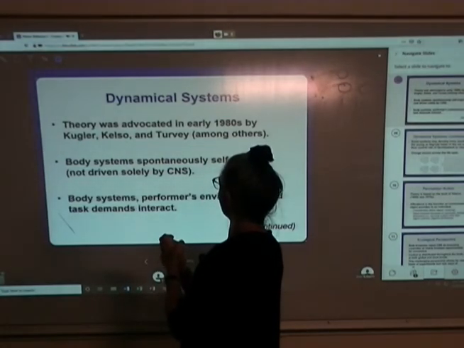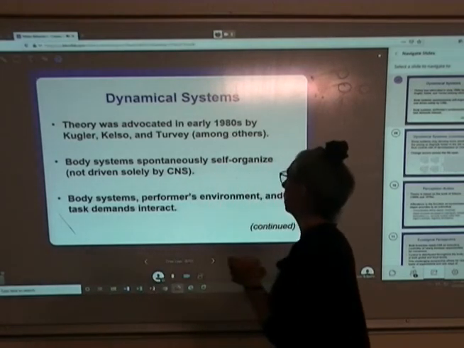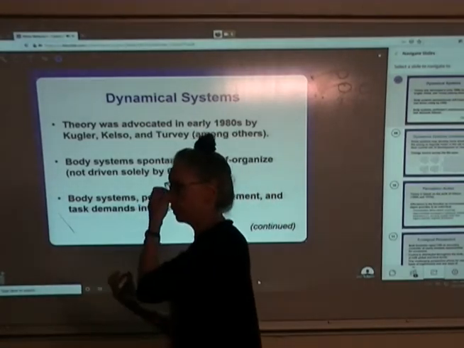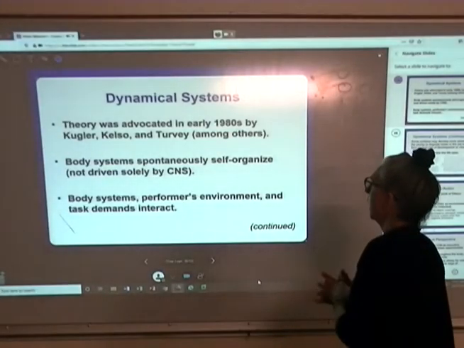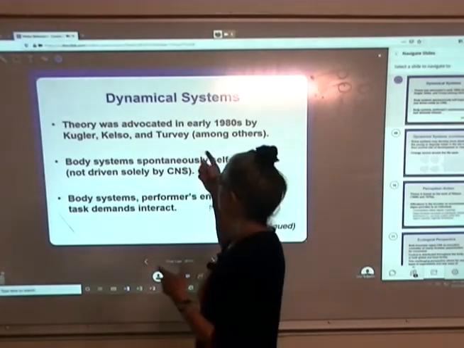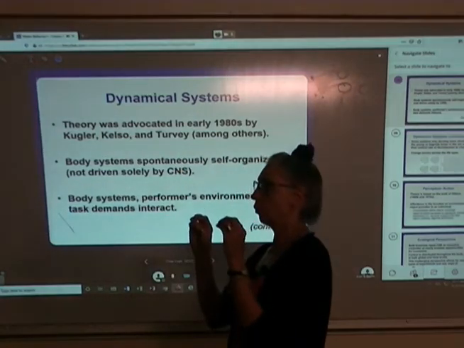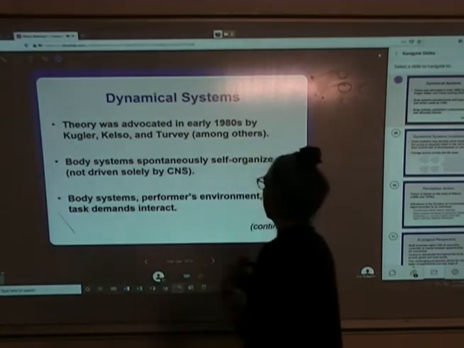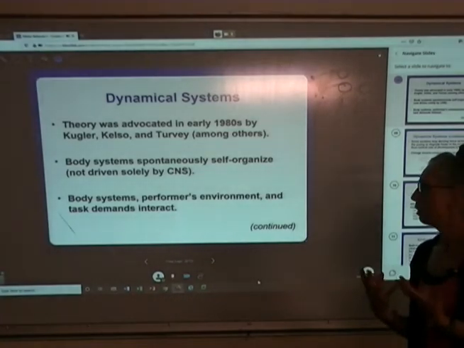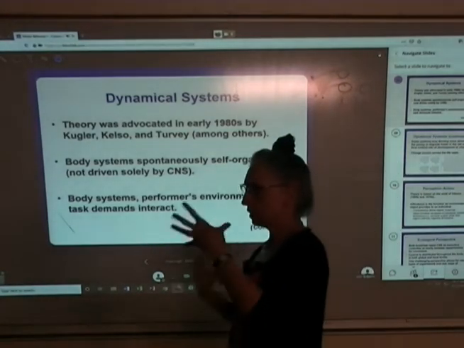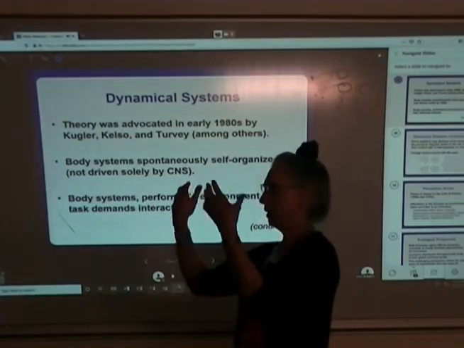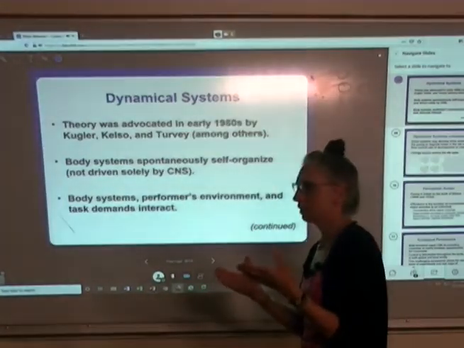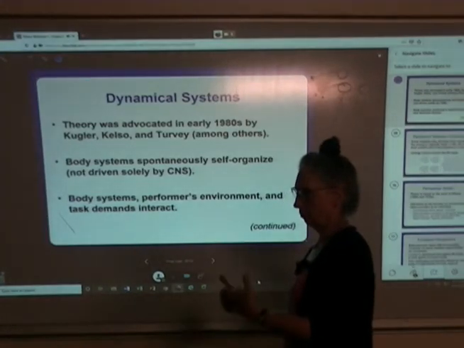So, in the early 80s, the idea of dynamical systems found its way into motor behavior, specifically motor development. And Kugler, Kelso, and Turvey were the first group of researchers that really said, wow, we could use this idea and apply it to movement. And what they thought about was that our body systems, so my muscular system, my skeletal system, my cardiovascular system, spontaneously self-organize given a set of constraints, all right?